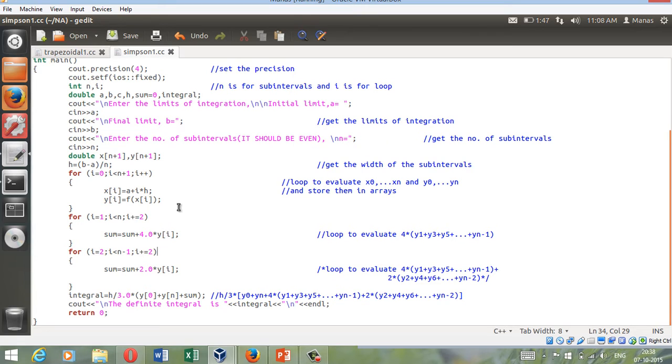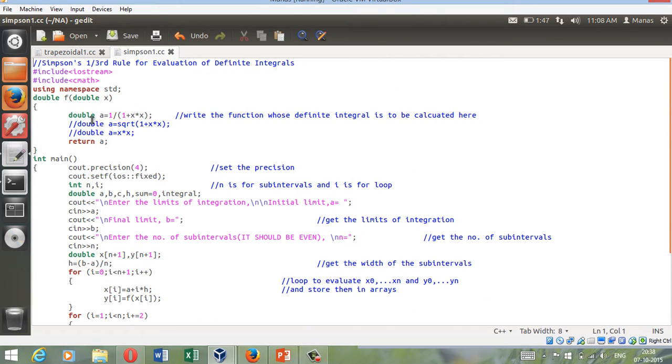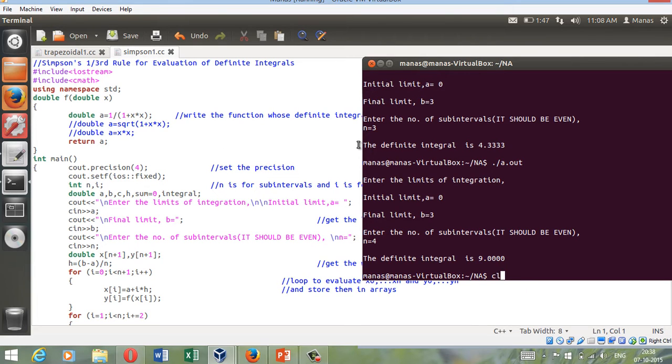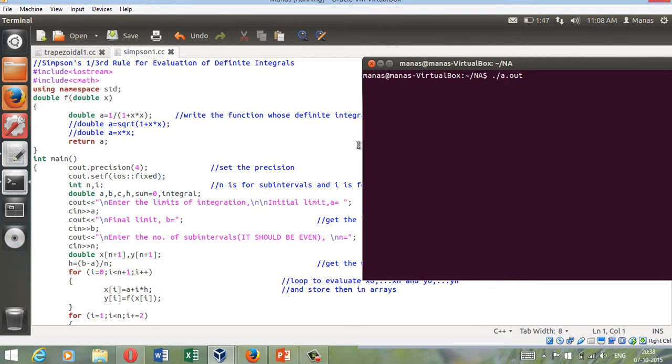So let's run the program for f of x equal to 1 by 1 plus x squared. Let's see what we get right here. So let me just clear my terminal.